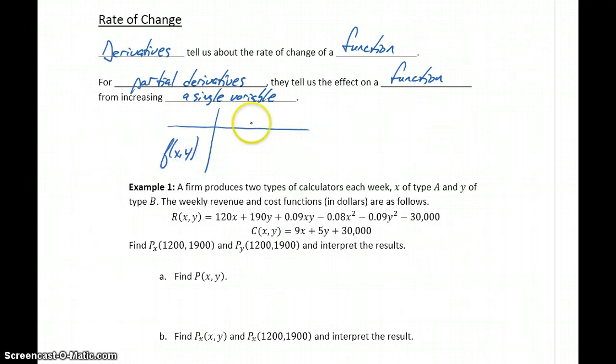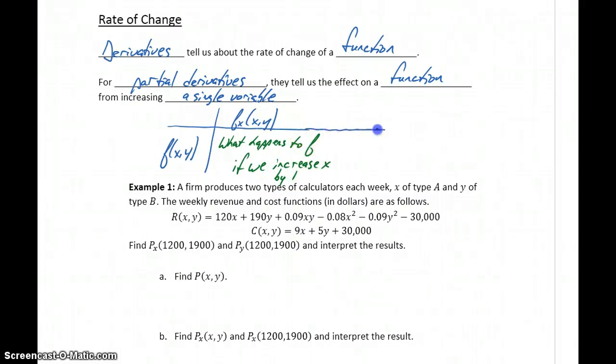So for some given function, f of x y, if we calculate f sub x, so the derivative of that function with respect to x, what that information is going to tell us is what happens to our function f if we increase x by 1. So if our x value increases by 1, how will our function value change? Or it's at least giving us an approximation for that change in our function value.